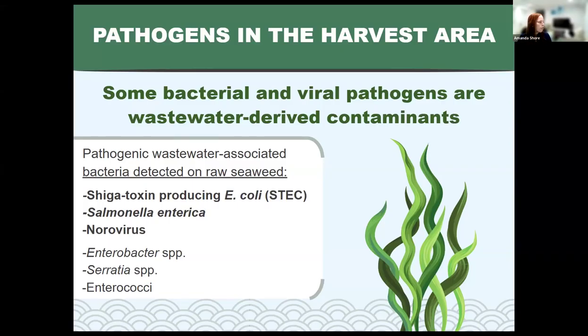And so some of these pathogens are like E. coli that are producing toxins, Salmonella, norovirus. Those are the ones I have bolded. These things that I don't have bolded have also been detected on seaweeds, though probably are not going to be as problematic because we don't see as many outbreaks of these in other seafood products.